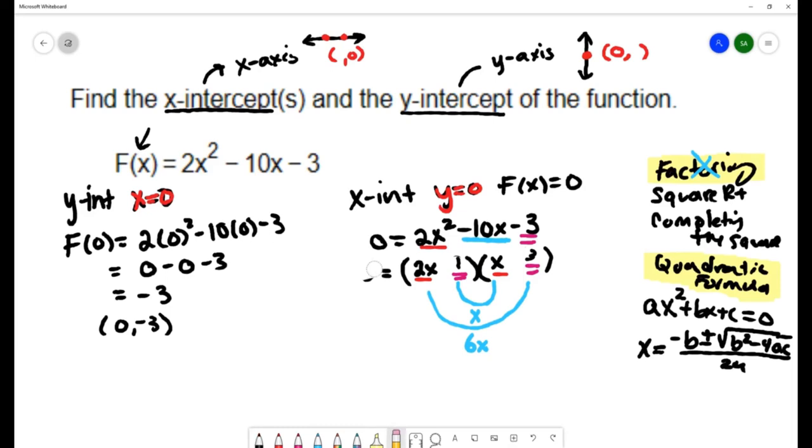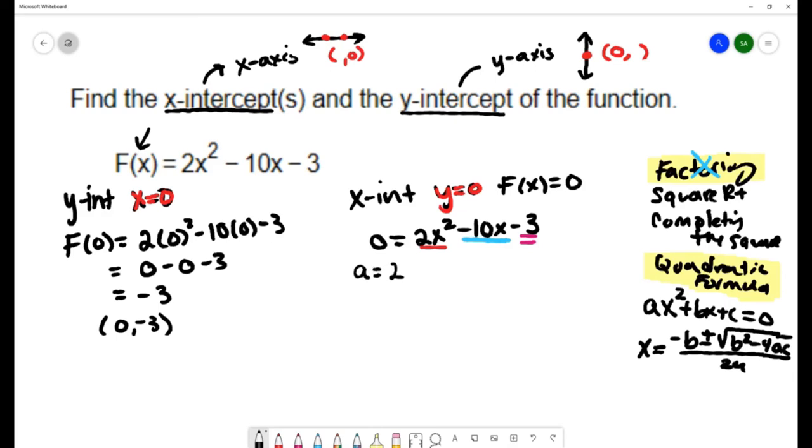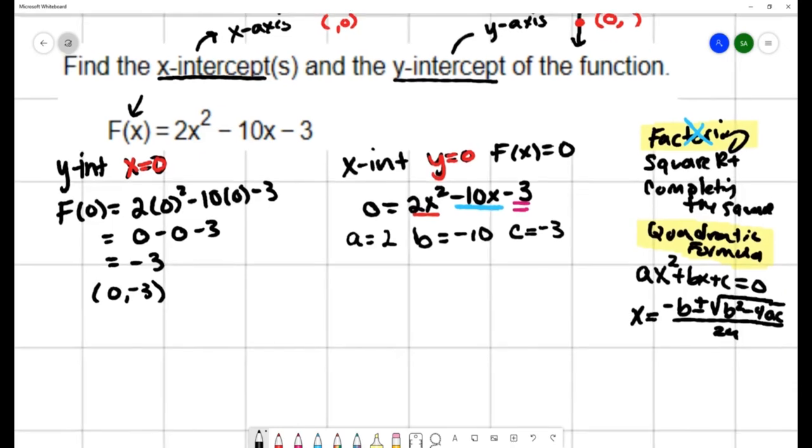So let me erase where I tried to factor. And in order to use this formula, I need to know a, b, and c. A is the coefficient of the squared term. B is the coefficient of the x term, the linear term. And c is the constant. So we have a being 2, b being negative 10, and c being negative 3. And we're going to substitute these into the quadratic formula.